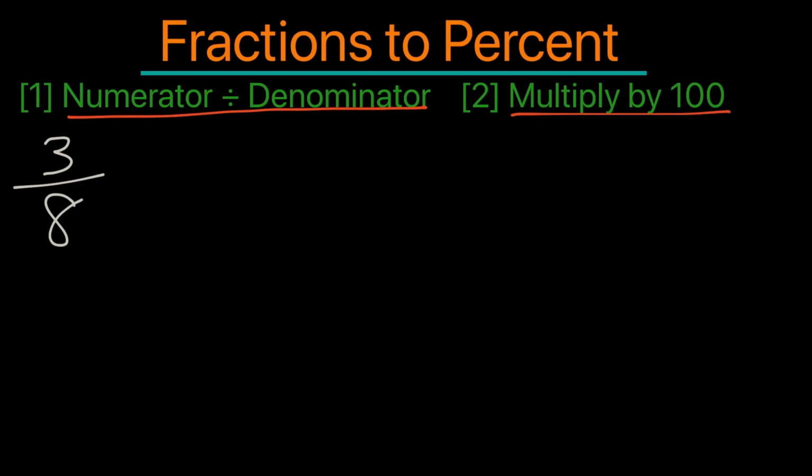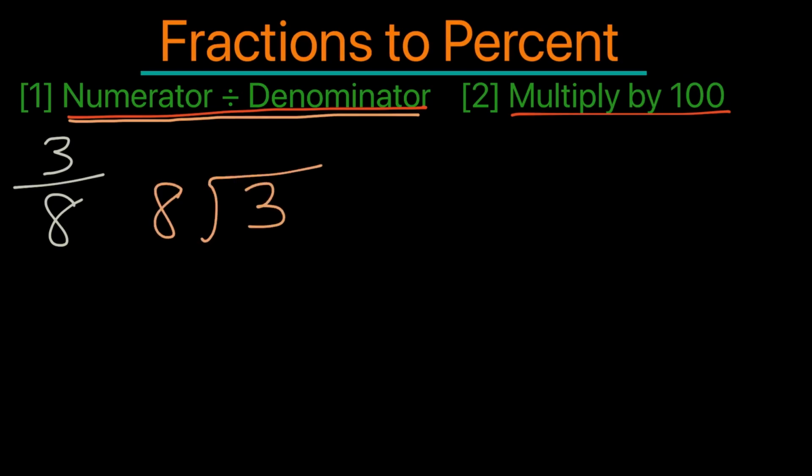So we're gonna do the first step, which is numerator divided by the denominator. So we're taking 3 divided by 8. So we can see that 3 is smaller than 8, so this will create a decimal here, and then 0 on top, a decimal point, and it will place a 0 behind it. Now we're gonna take 30 divided by 8, and we can times 8 by 3, and that 8 times 3 equals 24.